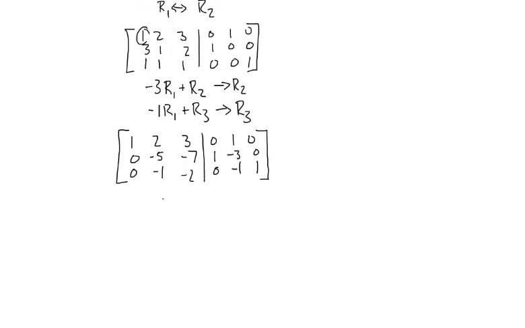Now we need to get our negative 5 to be a 1. So we're going to do negative 1/5 times row 2, and we're going to put it in row 2. So rows 1 and 3 aren't changing.